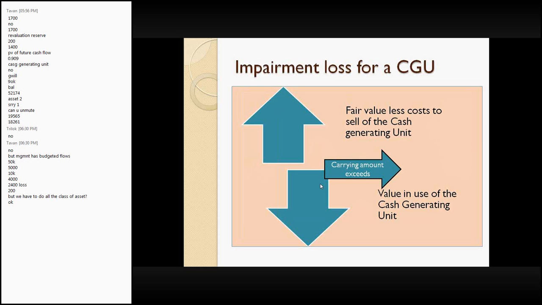You're comparing the recoverable amount. We are comparing of the CGU now, not of a single asset. You are comparing the recoverable amount of the CGU, fair value less cost to sell of the CGU, and value in use of the CGU. You take the higher of these two. If fair value is higher, you take that amount as the recoverable amount. If value in use is higher, you take that. You compare it with the carrying amount of the cash generating unit and you test it for impairment.